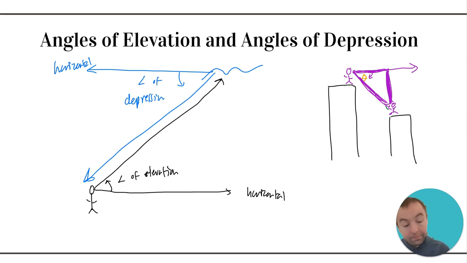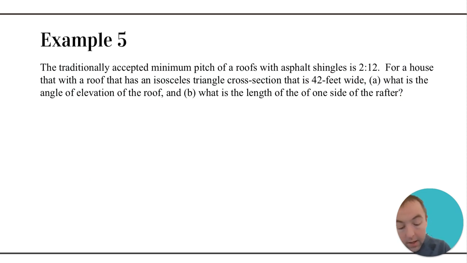All right, so here's a nice example that does utilize the terminology of angles of depression or elevation. In this problem, we know that the traditionally accepted minimum pitch of a roof that has asphalt shingles is a 2:12 ratio. So we're talking about roofs of buildings, and roofs that happen to have asphalt shingles, right? This term, the pitch of a roof, is really just a synonym for the word slope. And so we want the minimum pitch to be a 2:12 ratio.